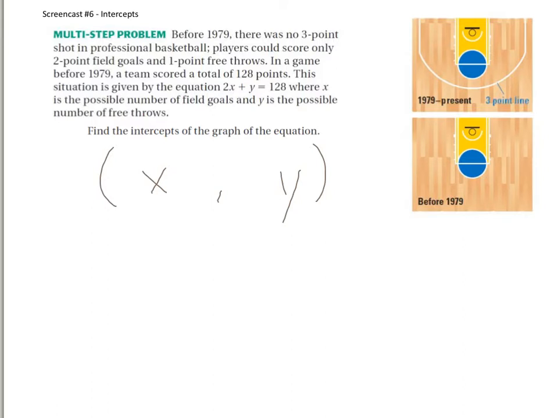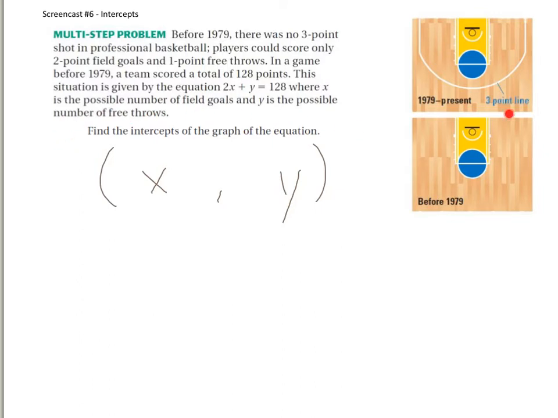In a game before 1979, a team scored a total of 128 points. This situation is given by the equation 2x plus y is equal to 128. That, of course, is going to be a very important equation to use for this problem, where x is the possible number of field goals and y is the possible number of free throws. That is also crucial information. There's going to be multiple parts to this question, and the first part is to find the intercepts of the graph of the equation. No problem, we can do that.